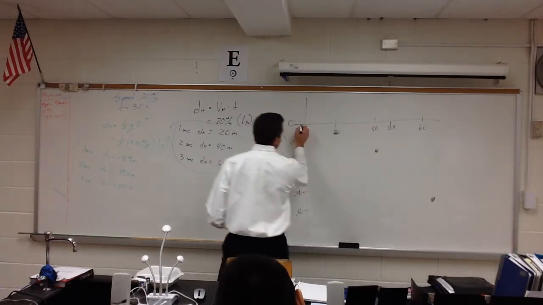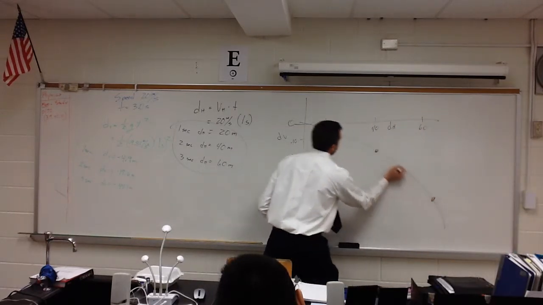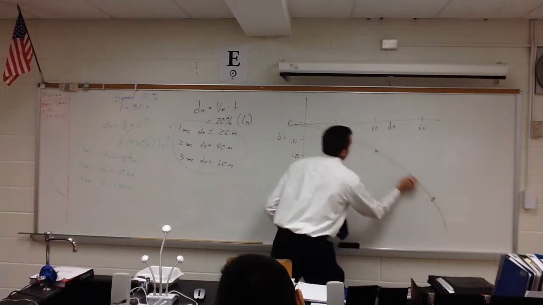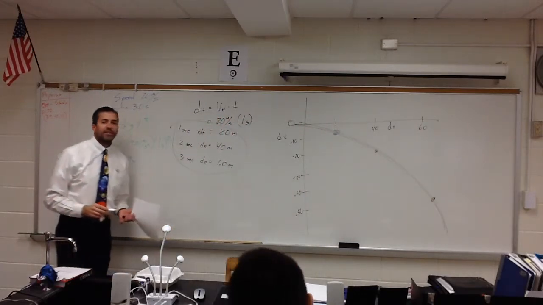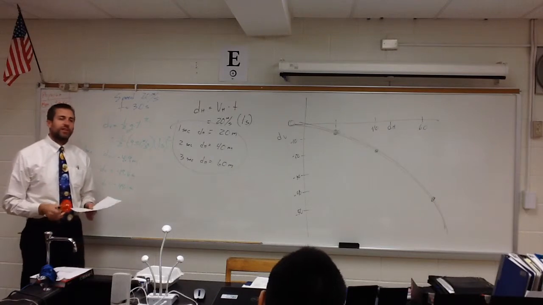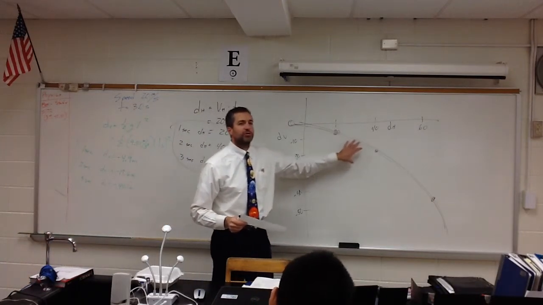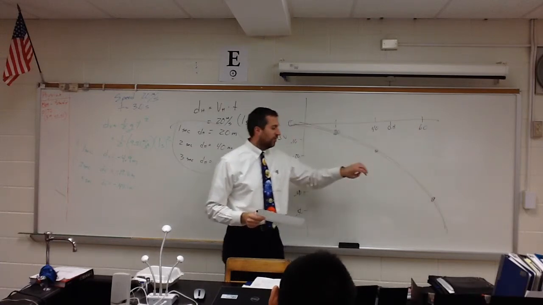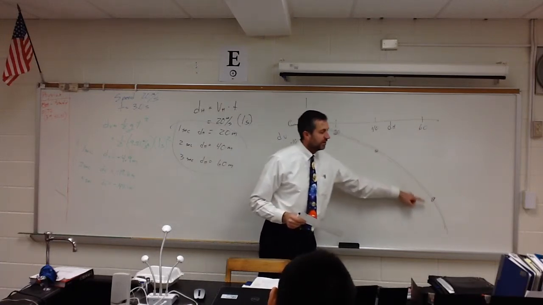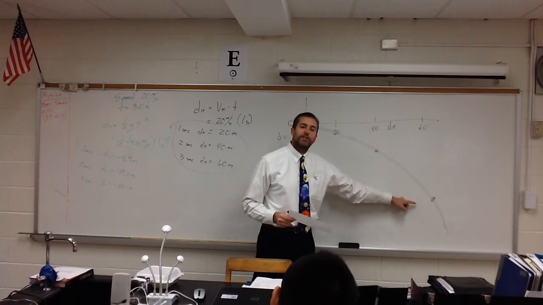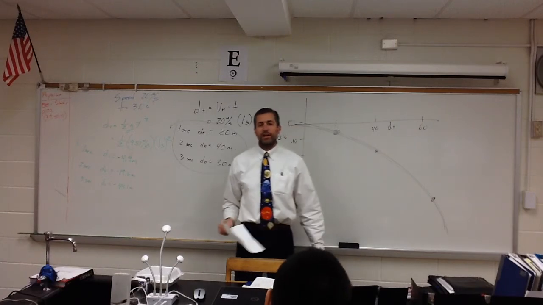So what I'm creating here, when I graph it, is a picture of the actual path of the projectile. This is called its trajectory. So when I threw it out the window, its trajectory would look exactly like this. So that's it for today, physics.